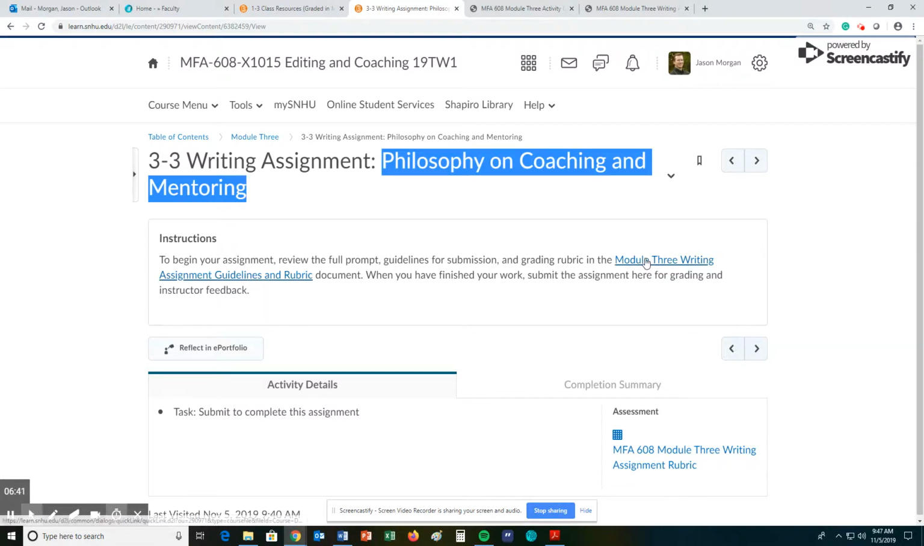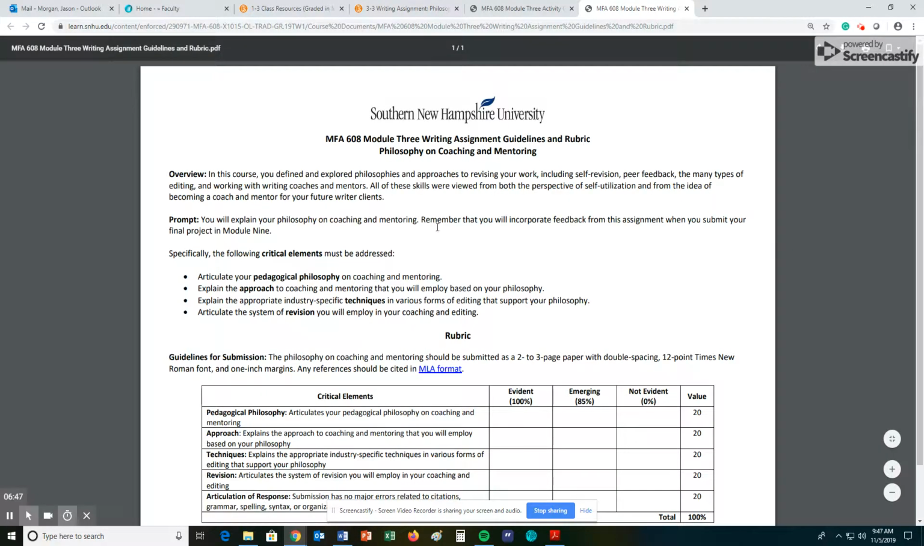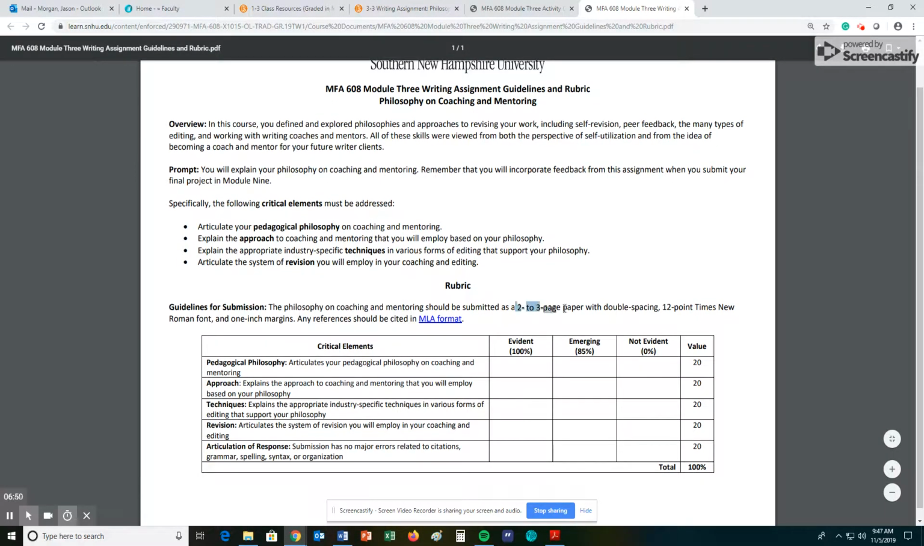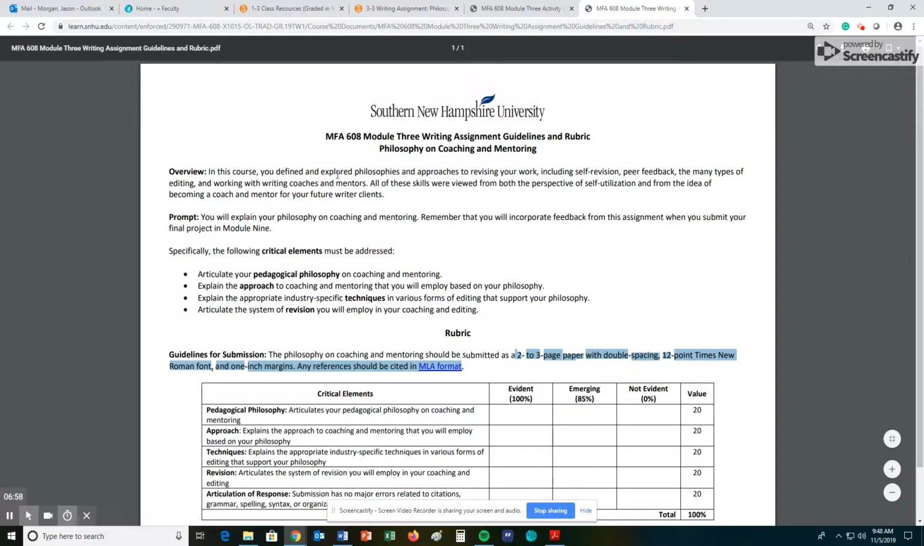To get to the instructions, you click right here, Module 3 writing, boom, and this is the assignment right here. So for this assignment, this is a 2 to 3 page paper in MLA formatting. And again, I've shown you how to do that. I've shown you the resources that will help you do MLA formatting. Okay, so basically you're going to consider your philosophies and your approaches of how to revise work and how you would help others, okay? So specifically, prompt, you will explain your philosophy on coaching and mentoring. So that's one of the major prompts.